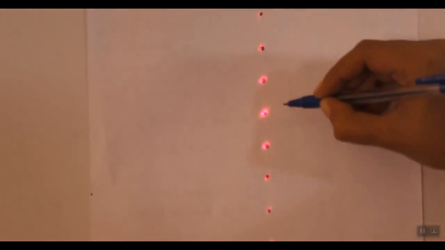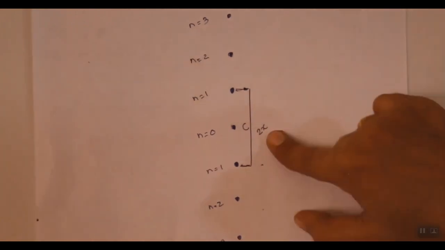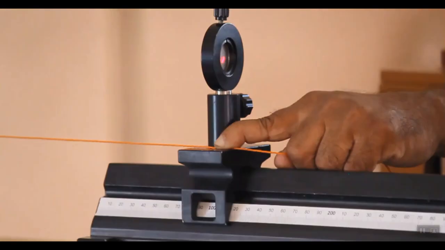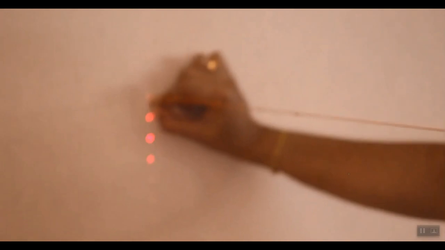Trace the position of the spots on the white paper. This shows the distance between the first order maxima on both sides of the central maximum, and this distance is taken as 2x. Now measure the distance between the grating and the screen with a thread and take it as L, which in this case is 400 centimeters.